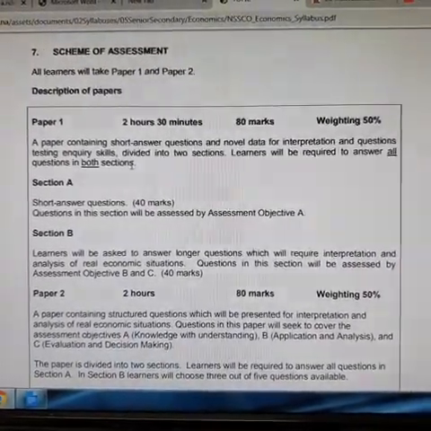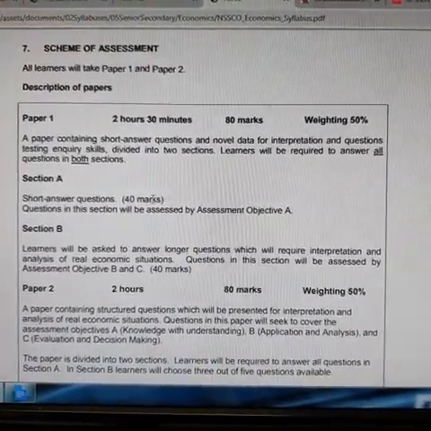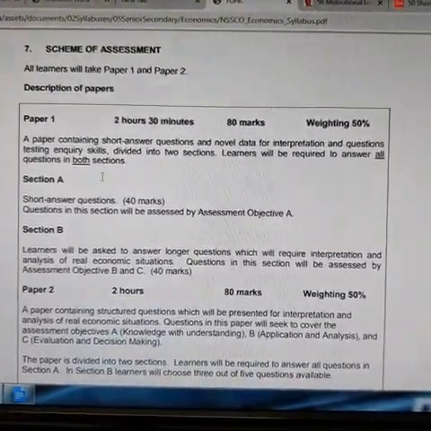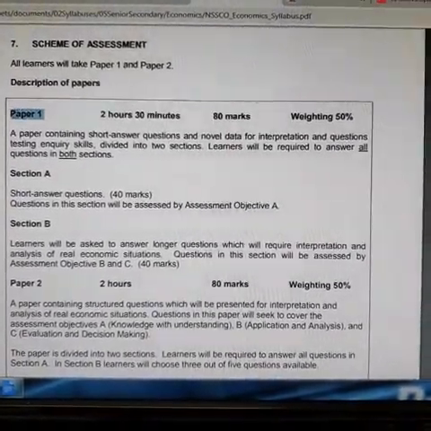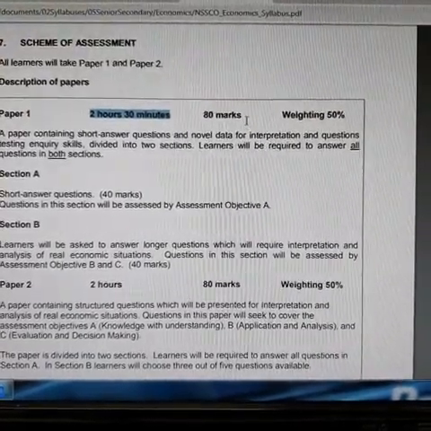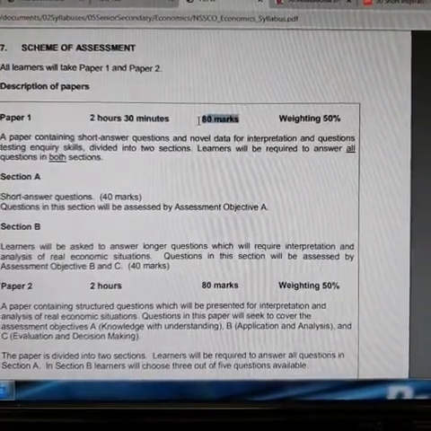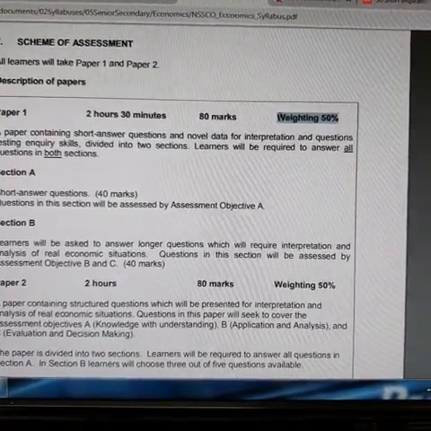But you should know how to set exam papers. In your syllabus it is indicated clearly how to compile an exam paper. Paper 1 should be 2 hours 30 minutes, out of 80 marks, and it must be weighted 50% to pass.